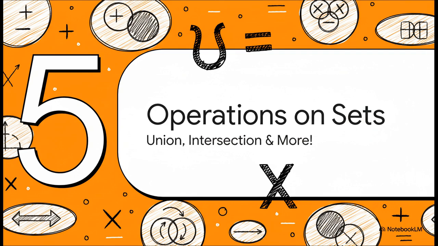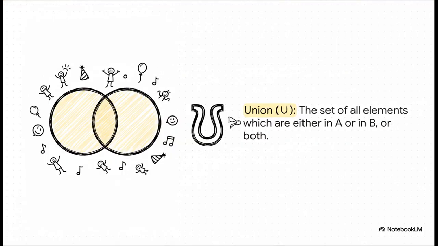Now we get to the really fun stuff, the action part. You know how you can add and subtract numbers. Well, you can do similar things with sets. This is where we get to combine them, compare them, and really play with them. First up is the union. Think of union as a huge party. You invite everyone from set A, and you invite everyone from set B. The final party list, A union B, has everybody from both groups. We just make sure not to write a person's name down twice if they were in both sets. As you can see in the picture, it's everything all mixed together.